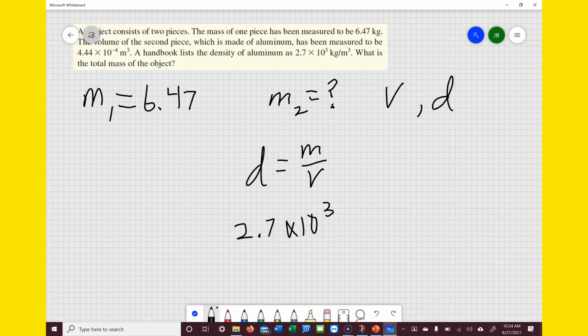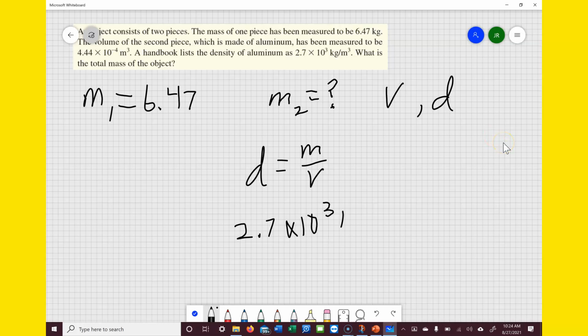That's consistent units. If the volume was given to me, let's say in centimeters cubed, I would have to convert that to meters cubed before I could do this, or I would either have to convert this over to centimeters cubed. They have to be consistent.